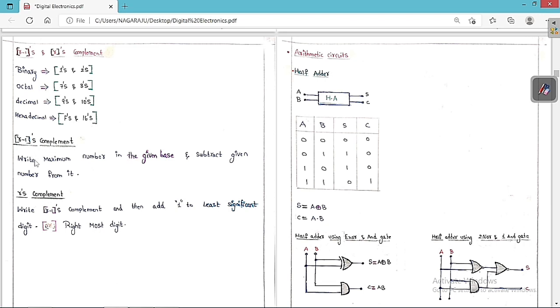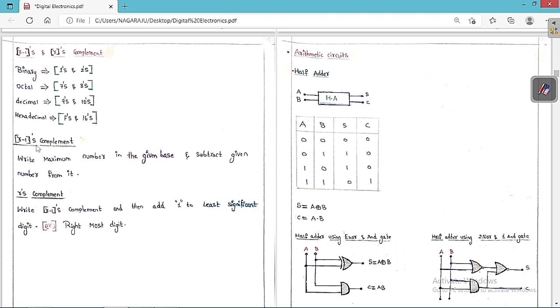Now listen carefully to how to do the procedure for the R minus 1's complement and the R's complement. For the R minus 1's complement, write the maximum number in that given base and subtract the given number from it. Suppose we consider a general number system of radix R, and they are given some number in that number system. Then I want to find the R minus 1's complement.